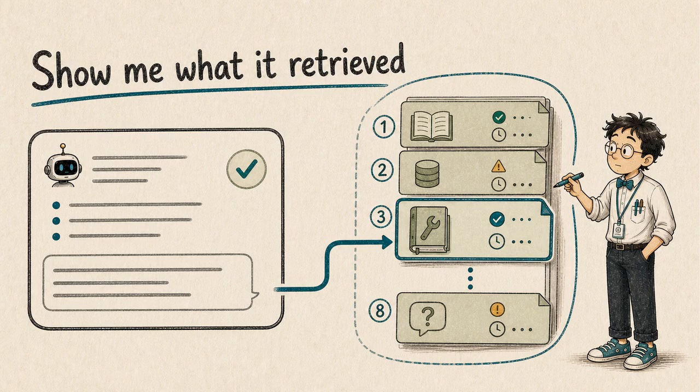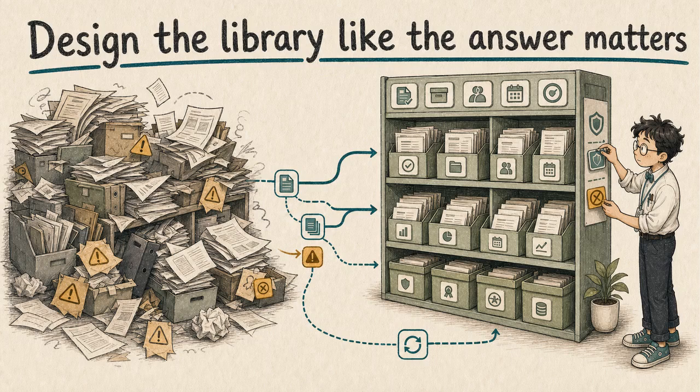The fix is better source governance for policy work. The fix is to design the library like the answer matters. The current handbook should be labeled as approved policy. Old drafts should be archived or excluded from employee-facing answers. Training slides should be marked as supporting material. Every source should carry a date, an owner, and a status. If two documents conflict, the assistant should have a rule for which source wins. And if the system finds an old FAQ before the current handbook, that should show up in testing before an employee ever sees the wrong answer.